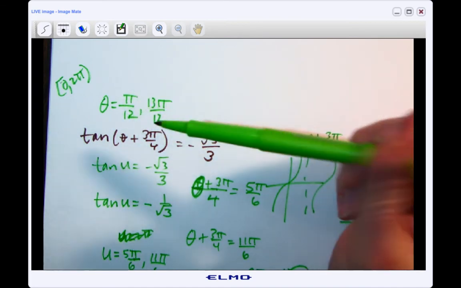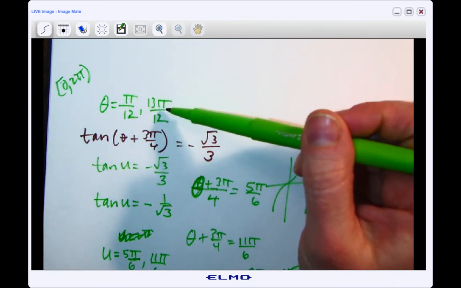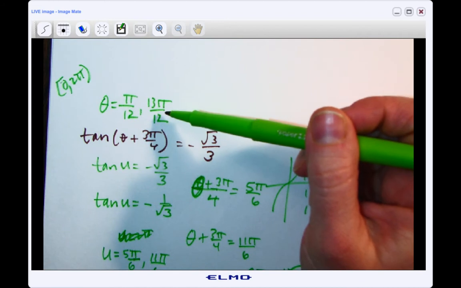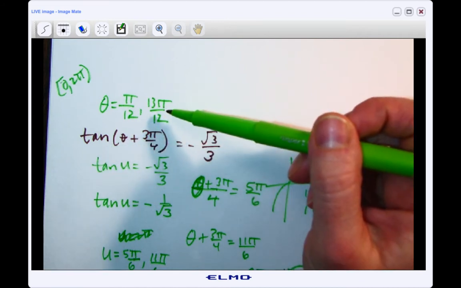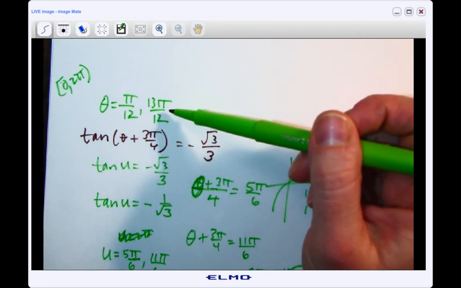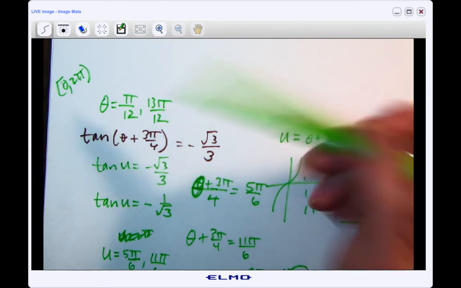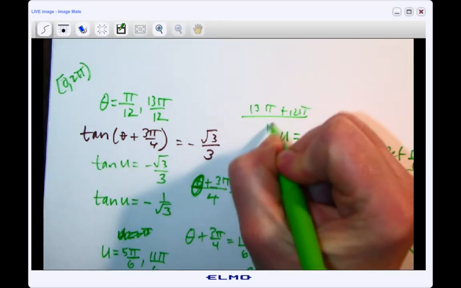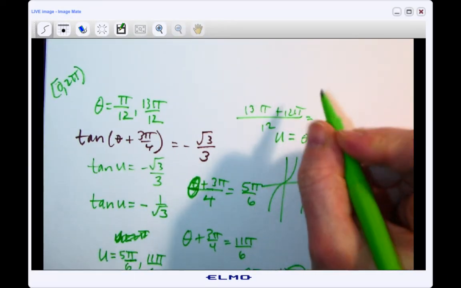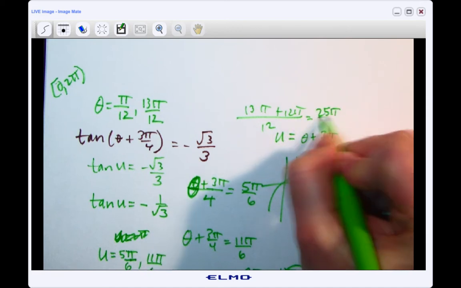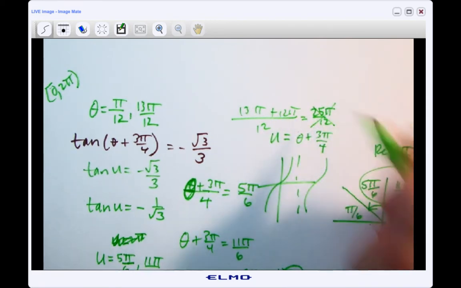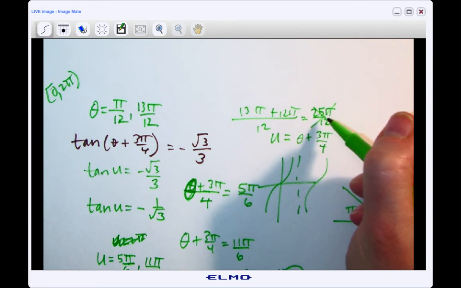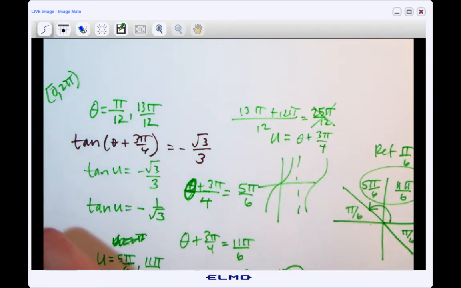And 13 pi over 12. Now, I know that if I add 2 pi, well, for tangent, it's pi. But if I add pi to this, so that would be another 12. That one will be too big. That one will be 25 pi over 12, right? So that one will be too big, but just by a little tiny bit. Do you see that?